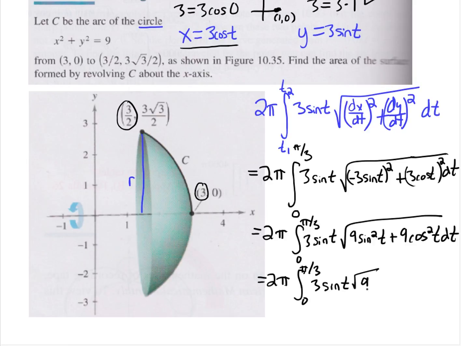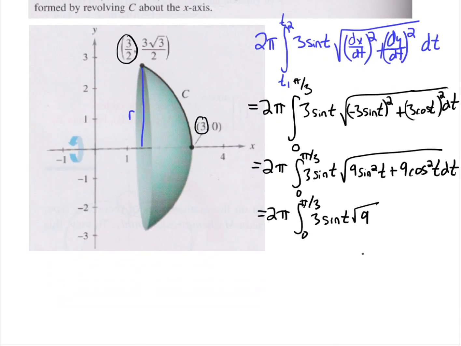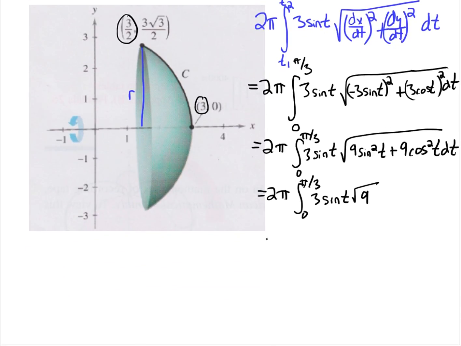Sine squared plus cosine squared, of course, equals 1. So that's just going to be the square root of 9. Beautiful, which is just 3. 3 times 3 is 9. You can bring that all out in front. 9 times 2 is 18, and then we've got the integral from 0 to pi over 3 of the sine of t.